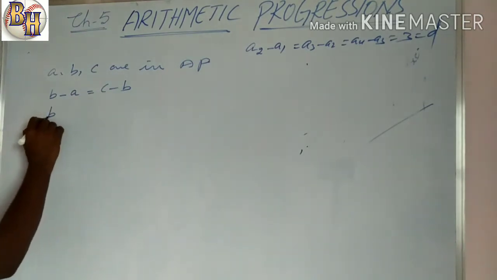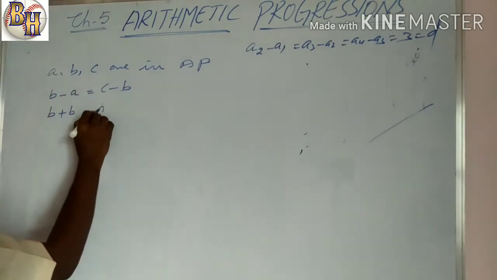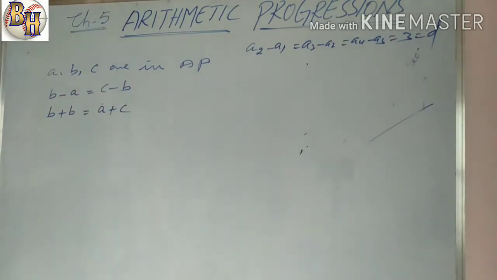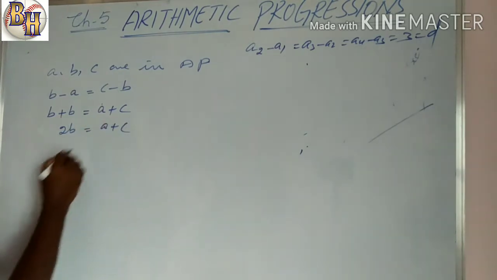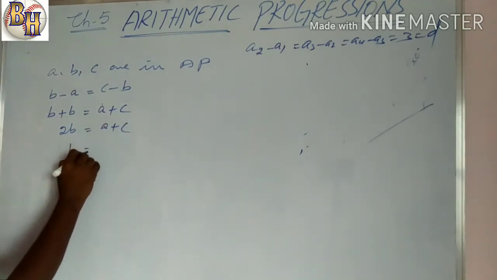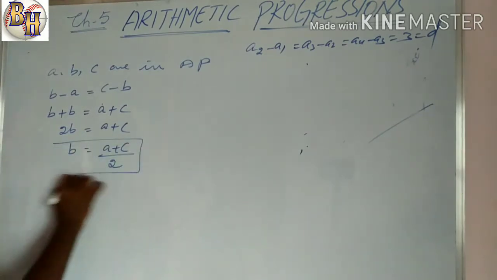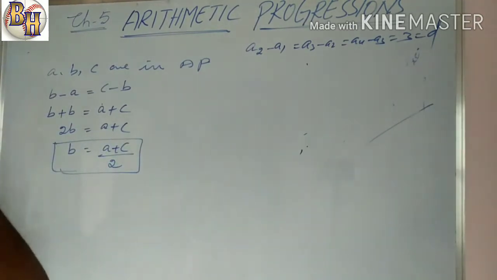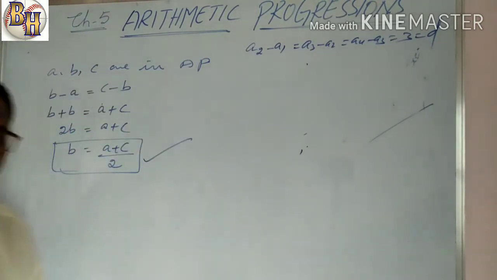Now this one, see, this minus B transfer to this side becomes plus B, and minus A becomes plus A. A plus C. B plus B, how much? 2B is equal to A plus C. So B is equal to (A plus C) by 2. This is the arithmetic mean of A and C. B is the arithmetic mean of A and C. This is important. Okay.